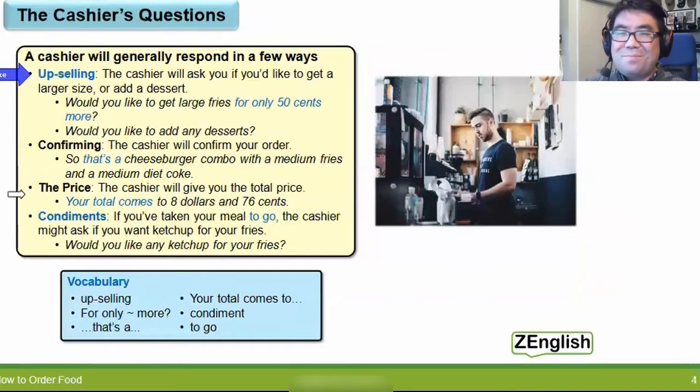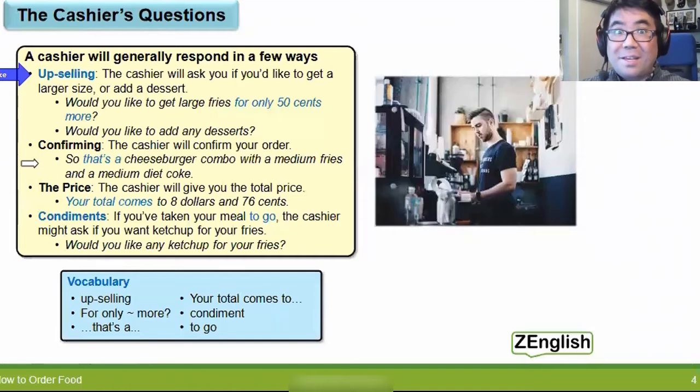It's a small amount of money and you get more food. This is how they try to get you to spend more money. Would you like to add any desserts, right? So maybe at the end. And this is something that happens at restaurants as well, and not just for food places.